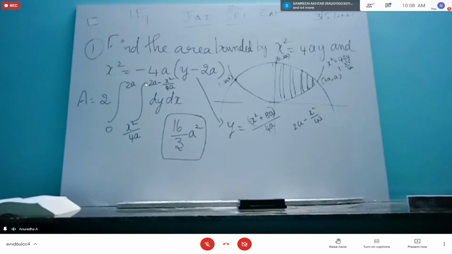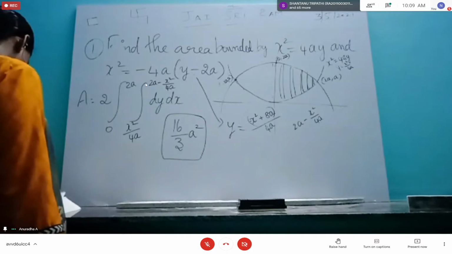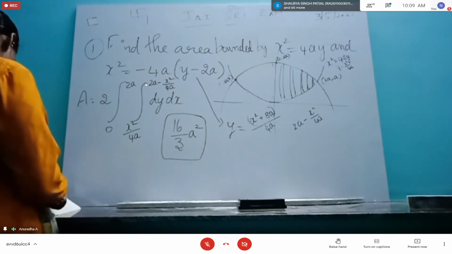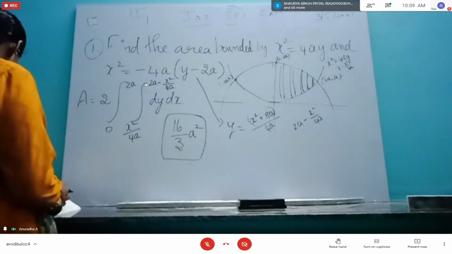So next, we have seen about one parabola and one straight line. That is one important model. The next model is between two parabolas. This question is there. This is also important. Okay, this we will see. Then we will move on.